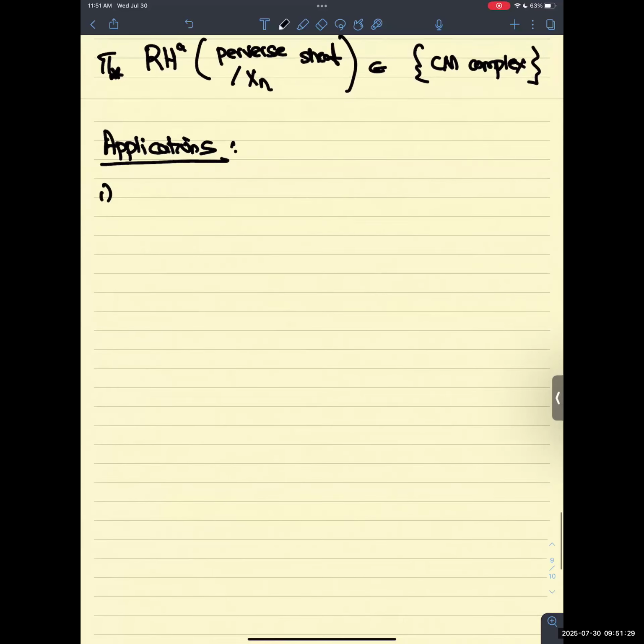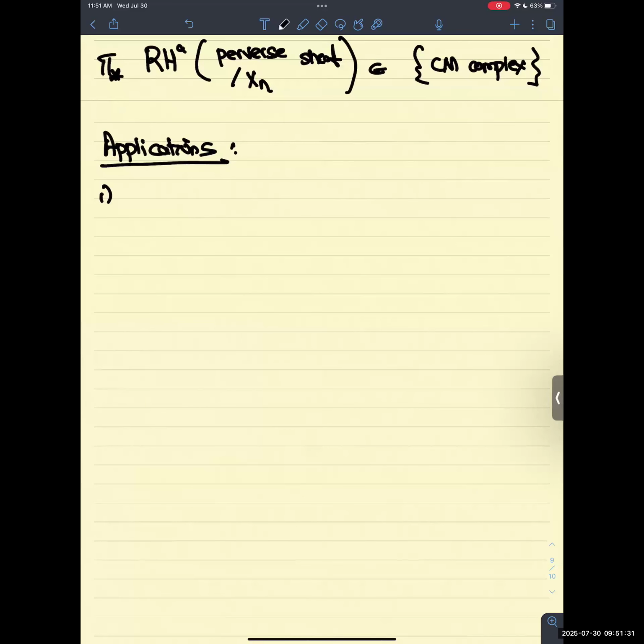So the first application I wanted to mention was that this theorem lets you prove a version of the Kodaira vanishing theorem in mixed characteristic. The Kodaira vanishing theorem is not true in positive or mixed characteristic. On the nose, the literal statement fails. But what this lets you do is prove a version of Kodaira vanishing in mixed characteristic up to finite covers.